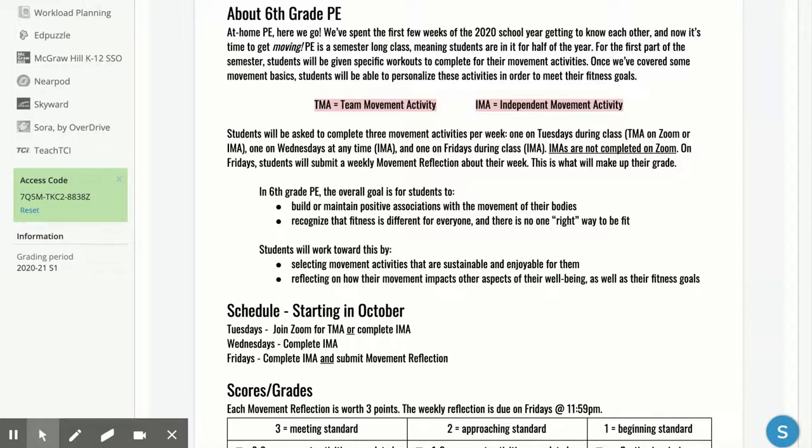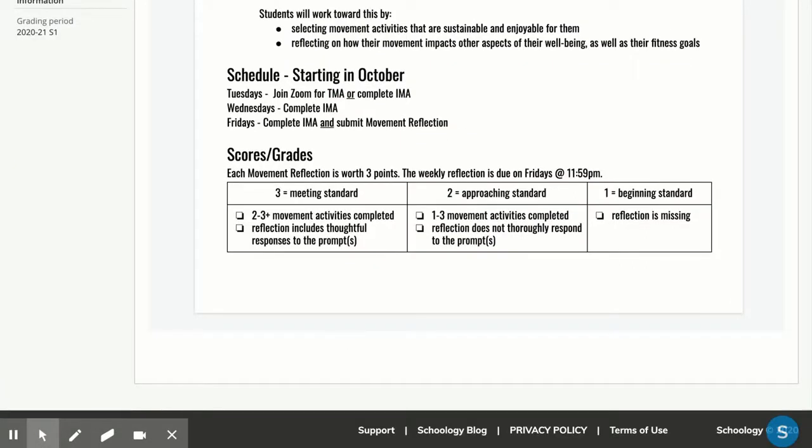Students' PE grades are made up of the weekly reflections that I just showed. All of the weekly reflections are worth 3 points. To earn a 3 and meet standard for the week, students need to complete 2 to 3 plus movement activities, and they need their reflections to include thoughtful responses to the prompts. The weekly reflections are due on Fridays by 11:59 p.m., but students know that I also accept late submissions.